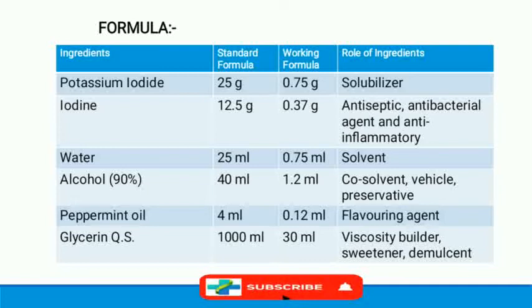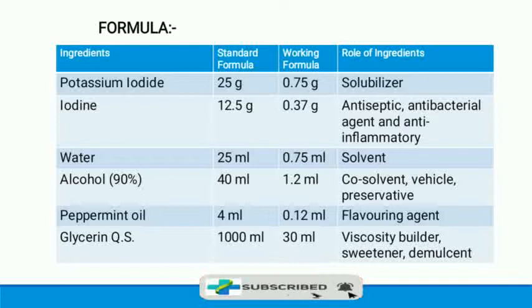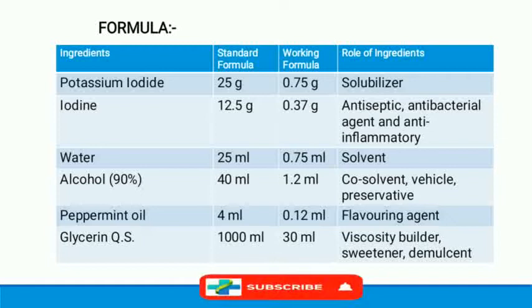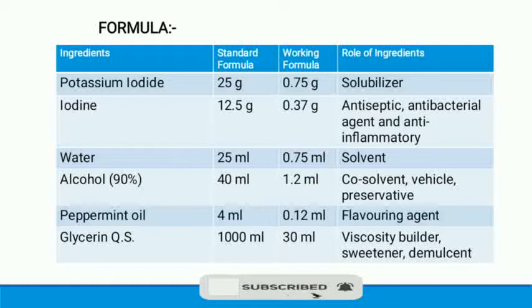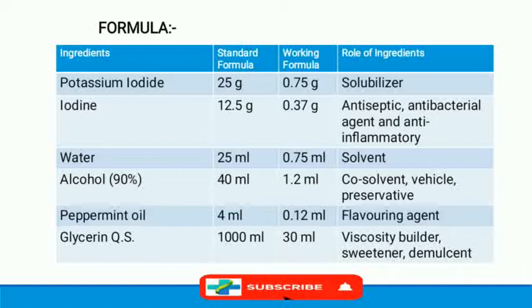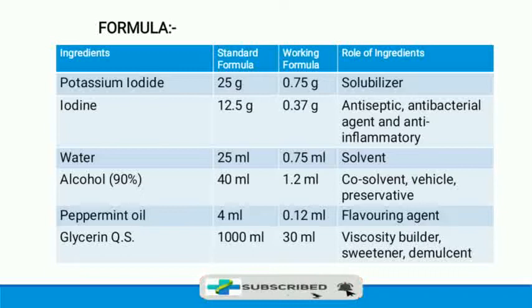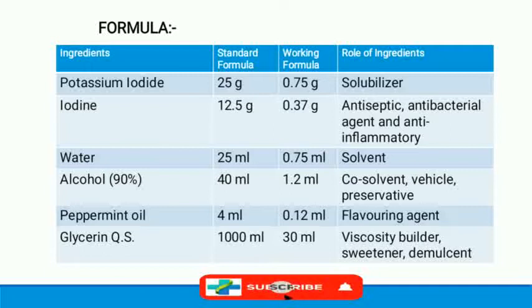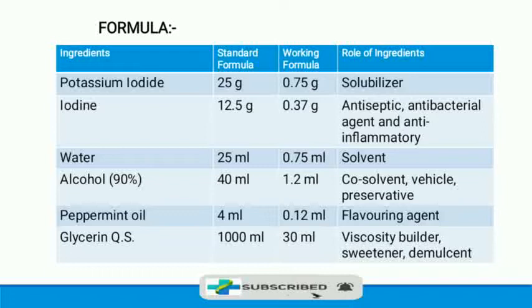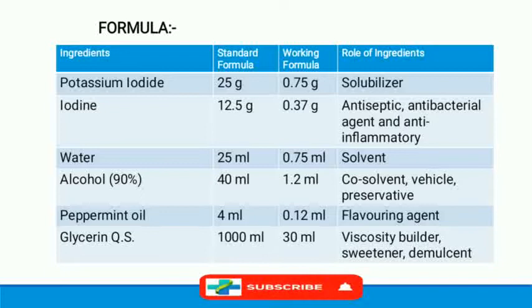Then alcohol 90%, you are going to use 40 ml as a co-solvent, which is also going to act as a vehicle as well as a preservative. Students, co-solvent means, suppose you are going to use a solvent and your active ingredient is not going to get solubilized in that solvent. At that time you can dissolve your active ingredient in another solvent and then add it to the first solvent. So the solvent which you use to help make the drug solubilize is called a co-solvent. So alcohol acts as a co-solvent; initially you can dissolve your drug in alcohol and then add it to the solvent. Okay, so it is a co-solvent.